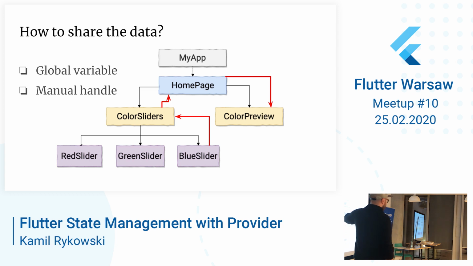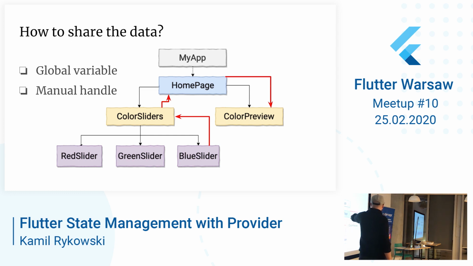We could manually handle the change because we can pass only the data down. So what does it mean? If the blue slider and the color preview need to have access to the blue variable, we are lifting the state up. So we are moving the state up to the first ancestor above. Actually, we are moving the state into the home page. So the home page declares the red, green, blue, and it passes down the values of these variables to the color sliders.